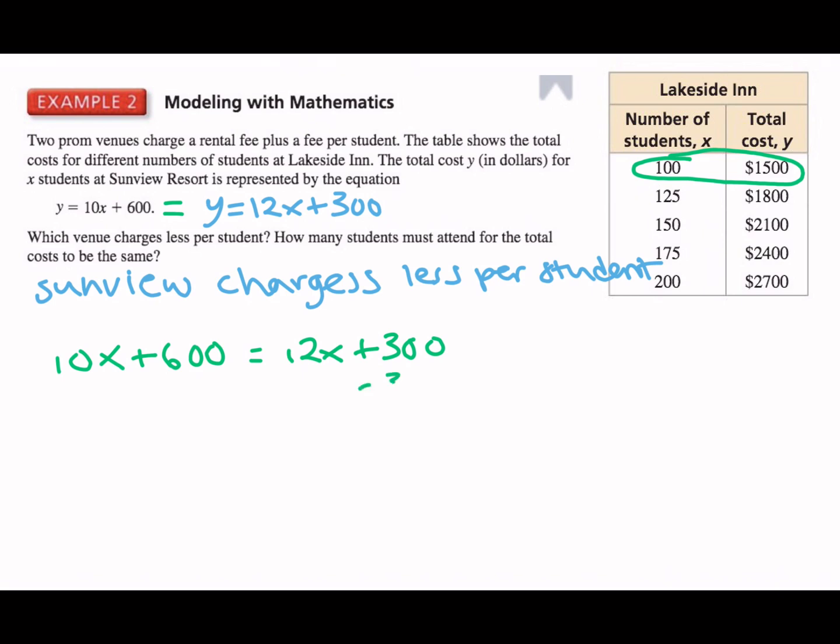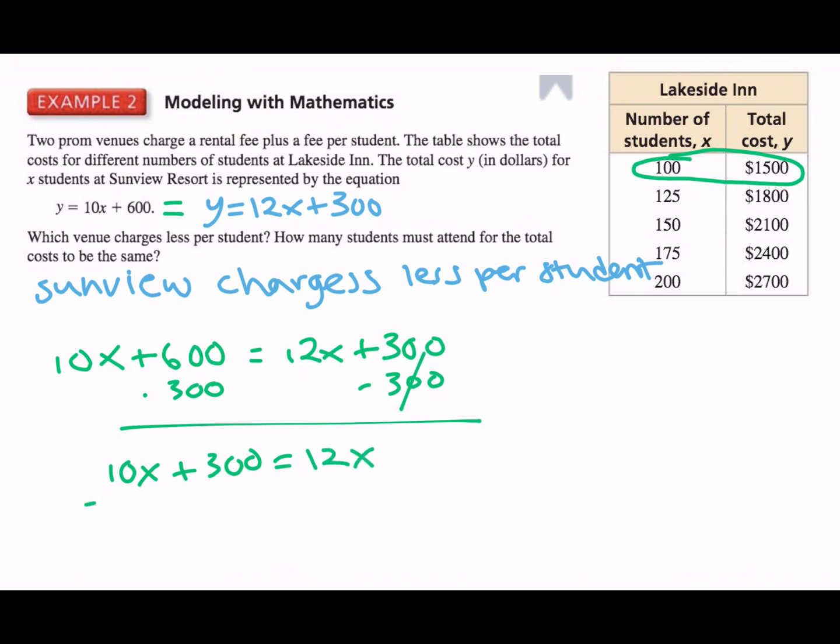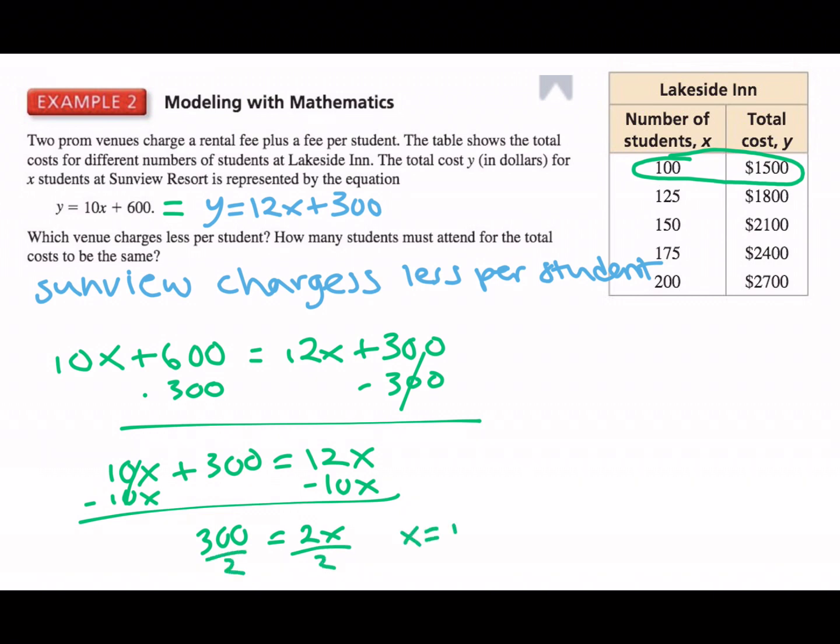I'm going to subtract 300 from both sides. And I have 10x plus 300 equals 12x. Subtract 10x from both sides. And I have 300 equals 2x, or x equals 150. So the answer to the second part of the question is the costs are the same when we have 150 students attend. So same cost with 150 students.